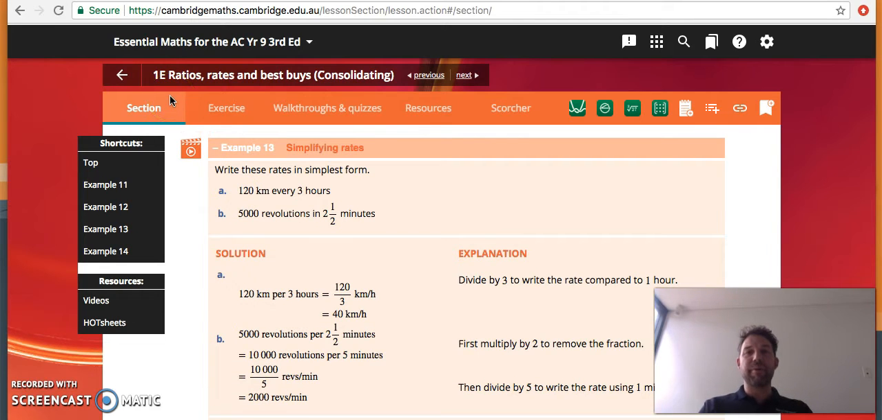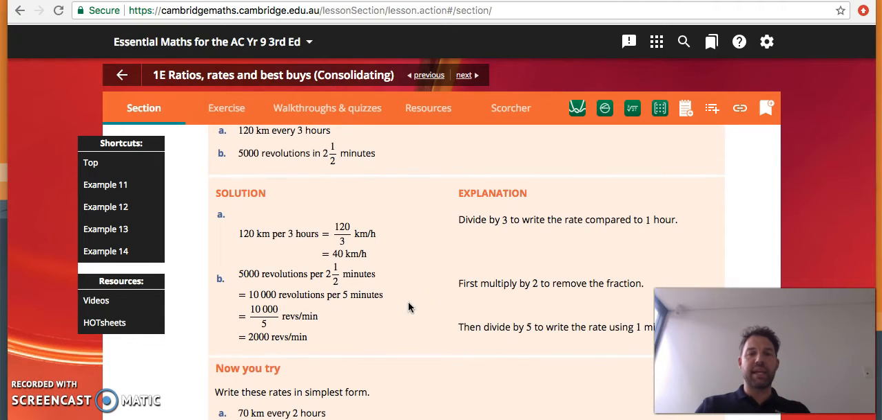We were looking at simplifying ratios, now we're looking at simplifying rates. So if someone's doing 120 kilometers every 3 hours, we want to look at what are they doing every 1 hour. So if we divide 120 by 3, that 3 goes into 120 40 times. So your answer would be 40 kilometers per hour. So 40 kilometers in 1 hour.